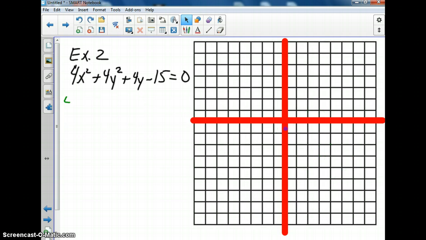And that problem's over. Okay, so it's the same thing, right? Okay, so here we go. X's go with X's, and Y's go with Y's. The number goes to the other side. Okay, so that's what you're going to write down. X's with X's, Y's with Y's, the number goes to the other side.